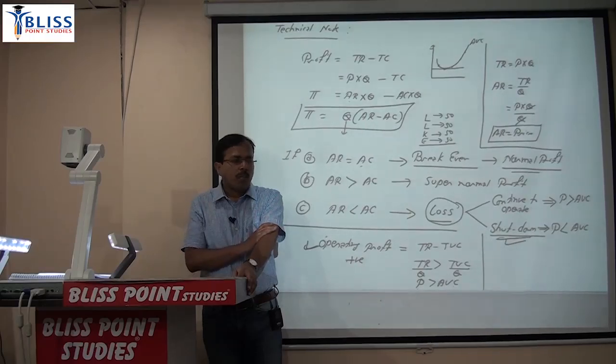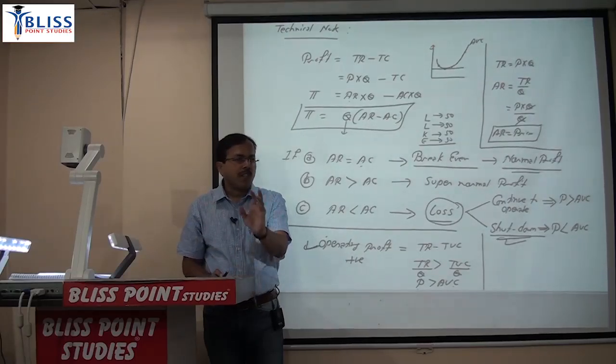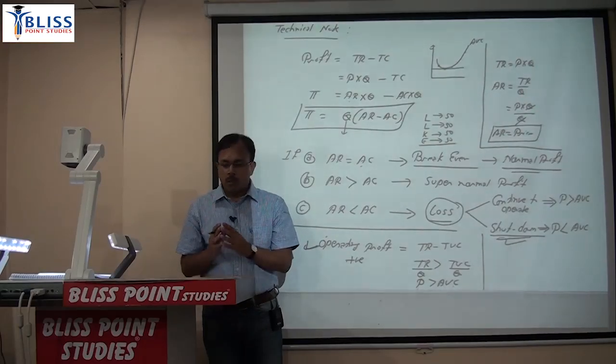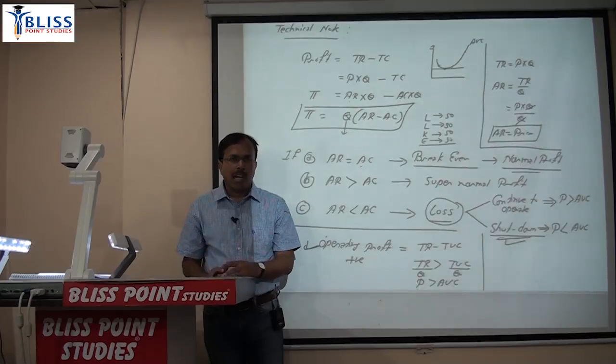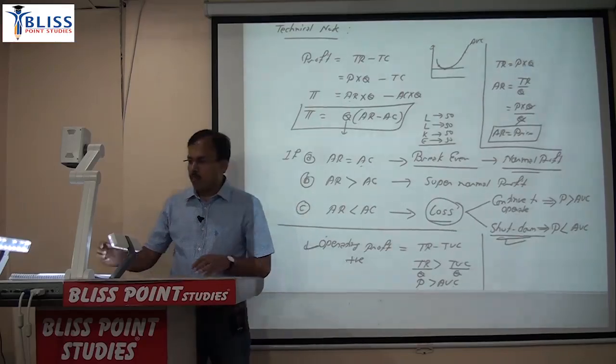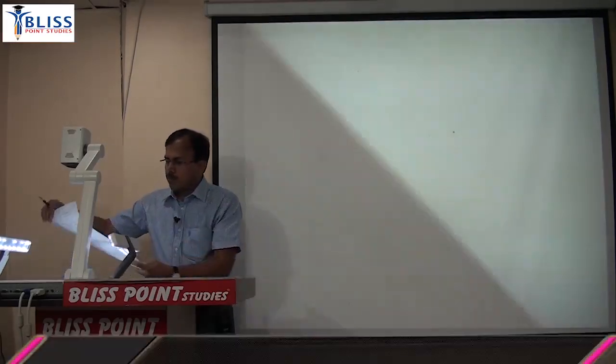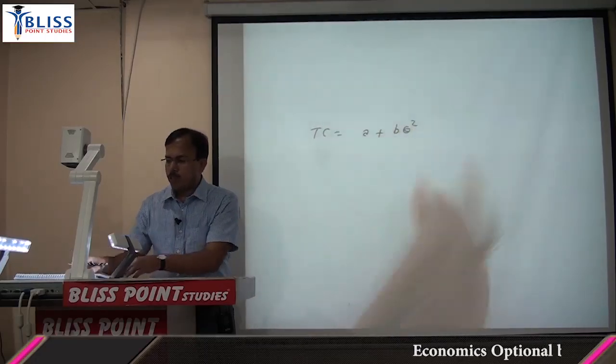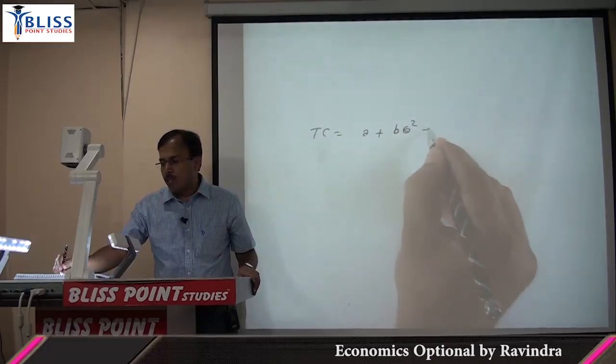So whenever the need comes, you can calculate it. We have to find the minimum of AVC. So how to solve that? If a cost function is given, can you identify which one is variable cost? Variable cost will be those costs which depend upon quantity, and fixed is what does not depend upon quantity. For example, if I say total cost is equal to A plus BQ square, plus you can write some other value further.